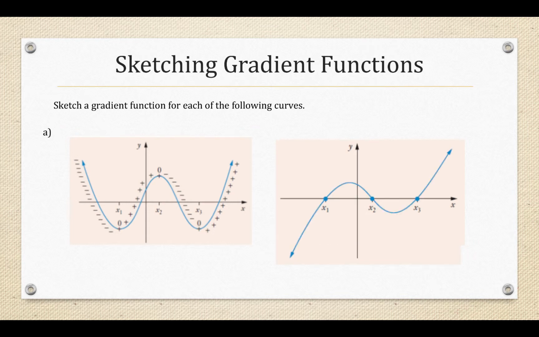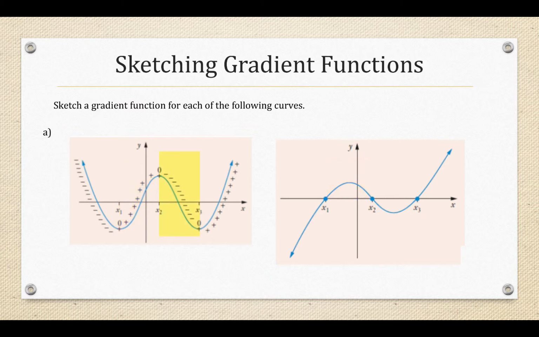Our values less than x1 have a negative gradient, and so you can see here on our gradient function that our gradient function will be less than 0. Between x1 and x2 on our original function, the gradient is positive, and so those values will always be greater than 0 because they are positive numbers. So in our gradient function, that goes above the x-axis where our y values are positive.